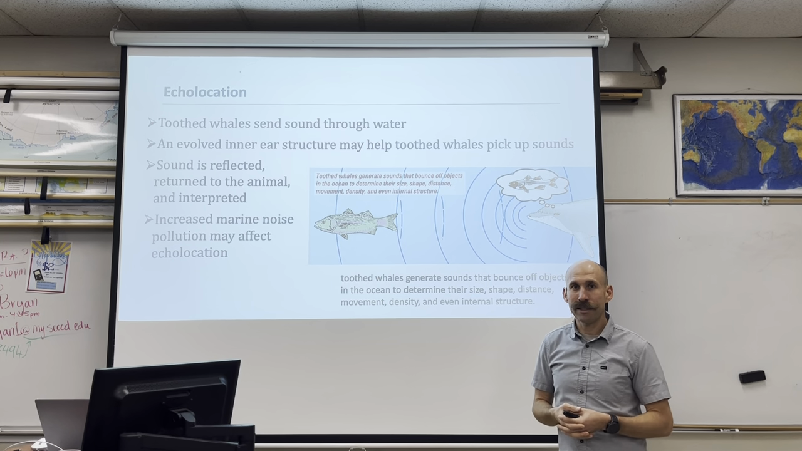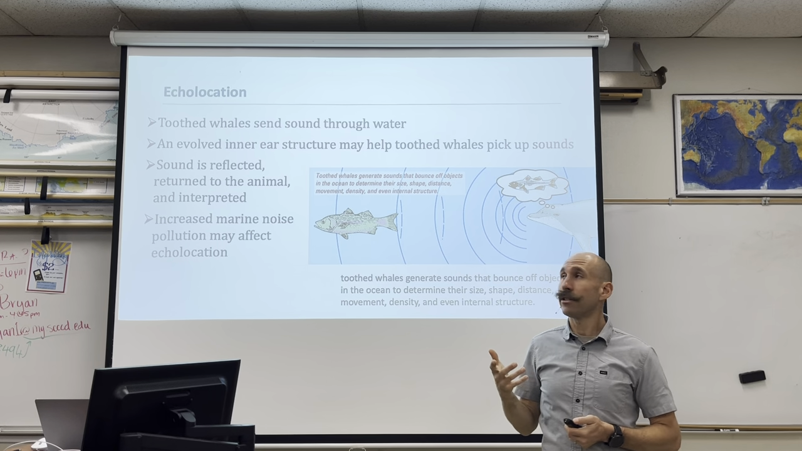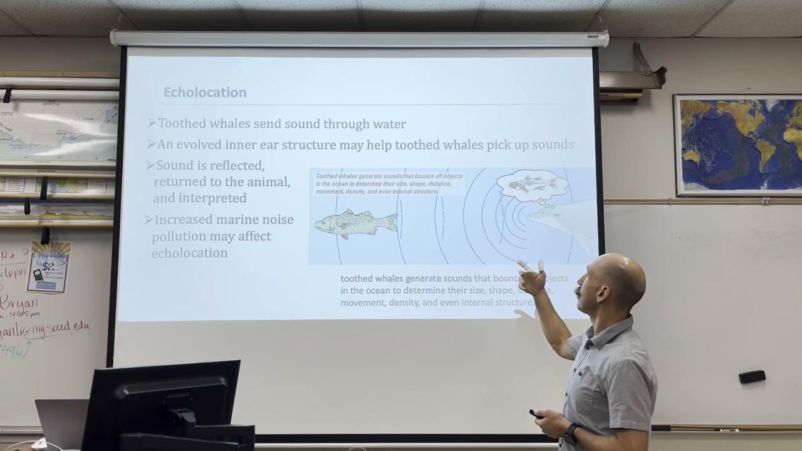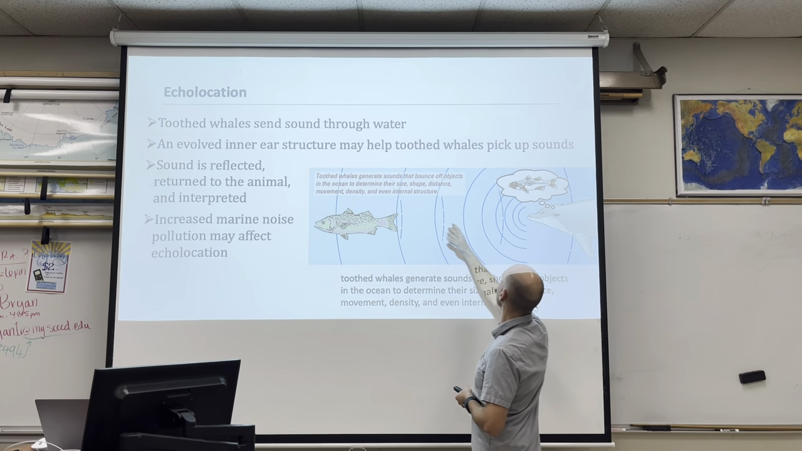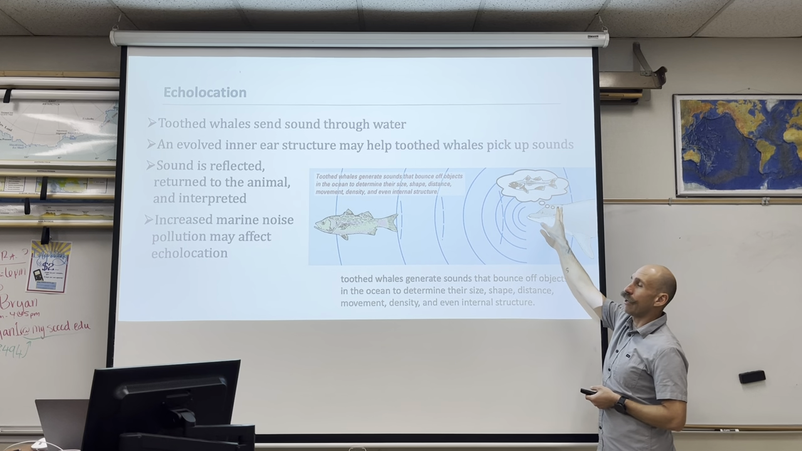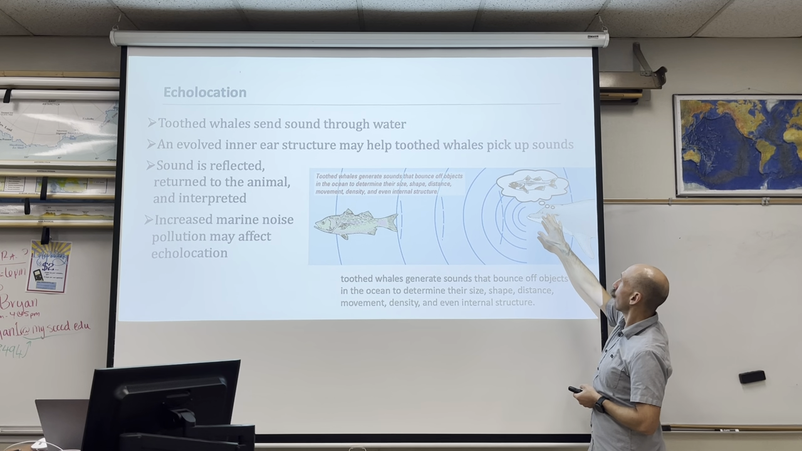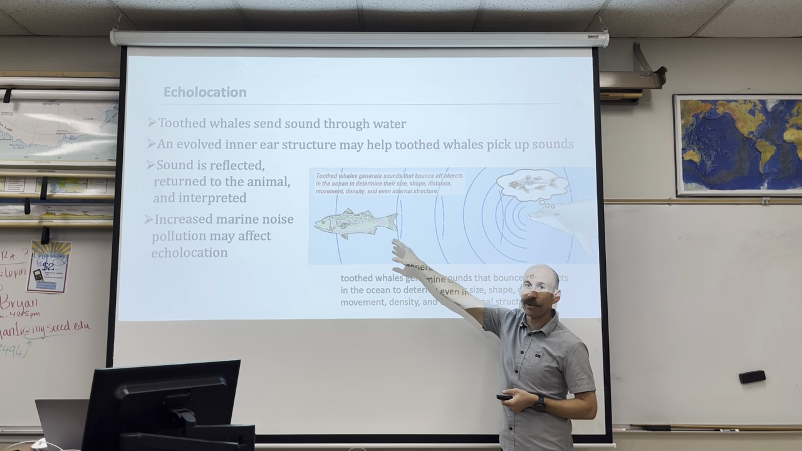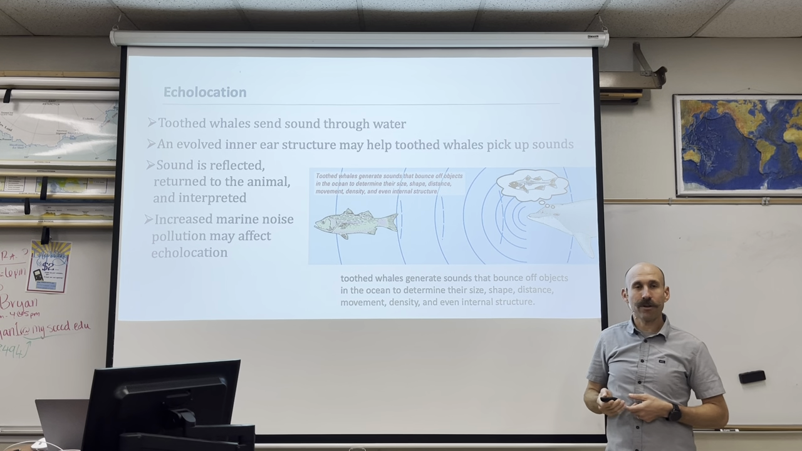These odontoceti actually use echolocation to send sound through water. That sound is reflected and comes back interpreted in their brain to know what's around them. So this is a pretty cool thing where they can sense what's out there through the noises that they make in this process of echolocation.